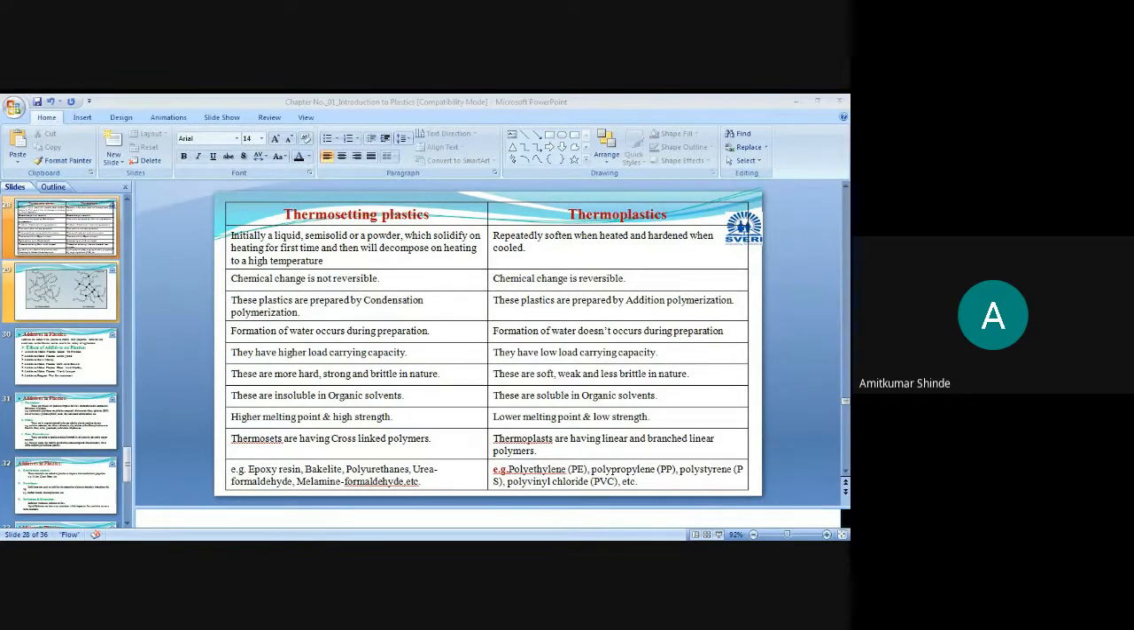I will wait for 2 or 4 minutes here. Please note down these points, and after writing this in your notebook, write in the chat box that you have completed this. Then I will move towards the next point, additives in the plastics. I will give you 3 to 4 minutes. After that, I will change the slide. Please note down these points.